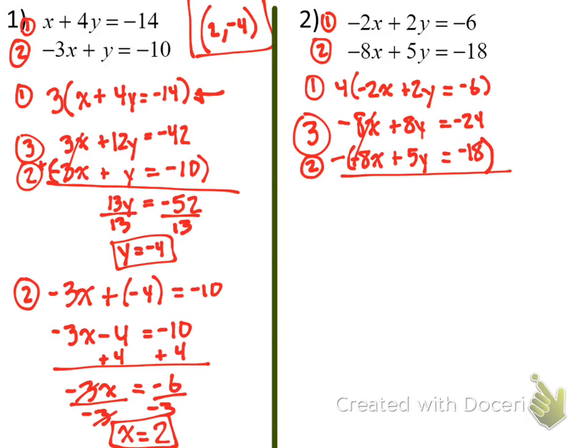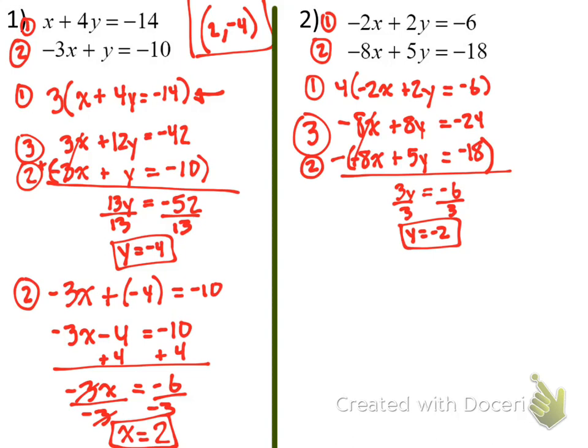8y minus 5y is 3y. Negative 24 minus negative 18 is negative 6. Divide both sides by 3. Y is equal to negative 2. Then we got our answer, y is equal to negative 2.